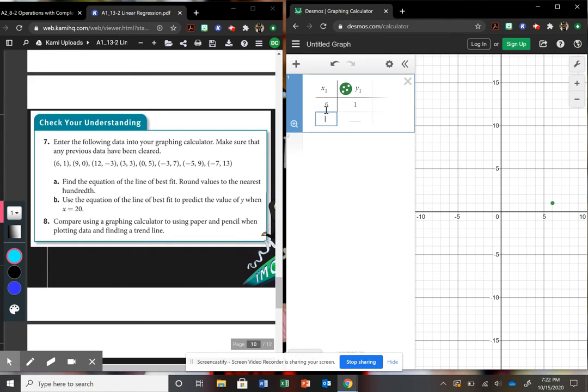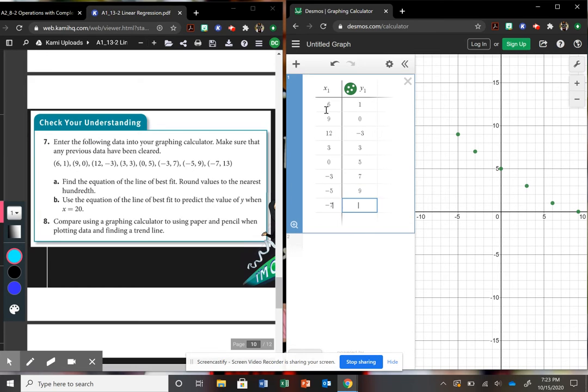Okay, the next one is (9, 0), (12, -3), (3, 3), (0, 5), (-3, 7), (-5, 9), and (-7, 13).